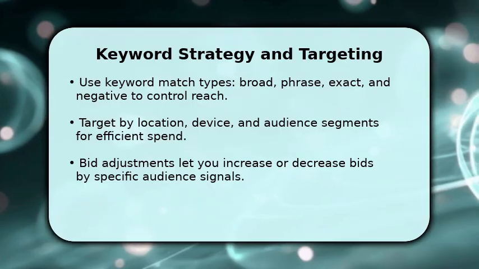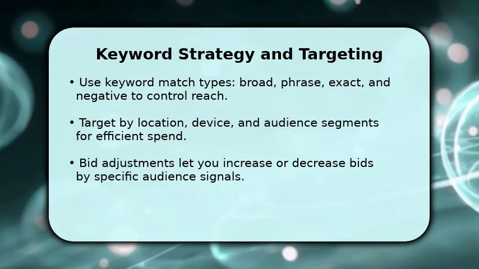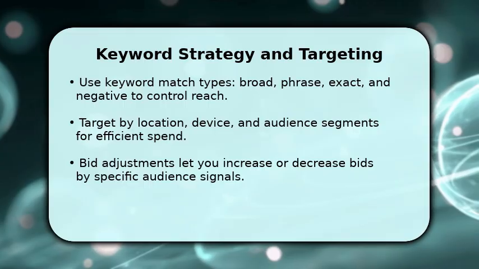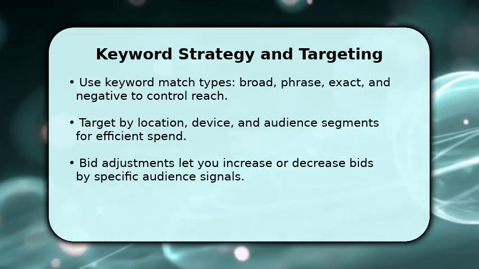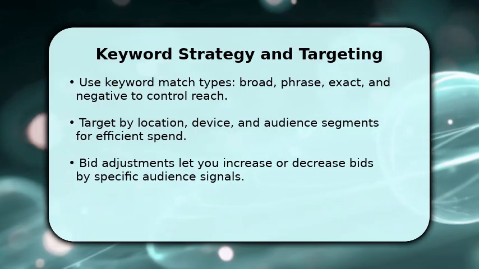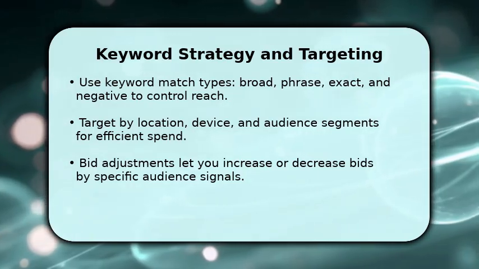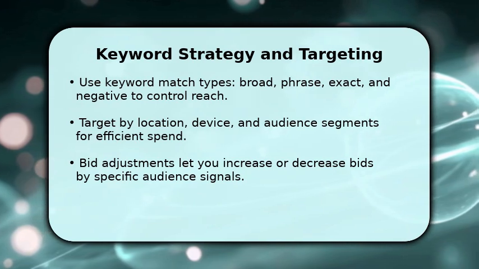Target by location, device, and audience segments for efficient spend and higher conversion rates. Bid adjustments let you increase or decrease bids by specific audience signals or times of day. Regularly review search terms to add negatives and refine targeting.